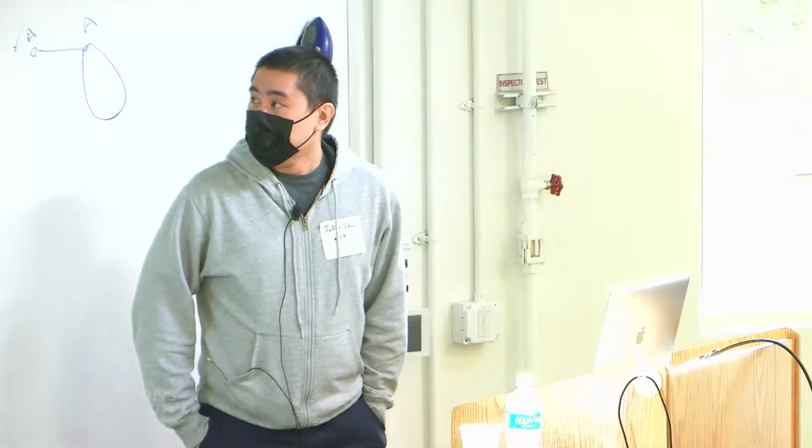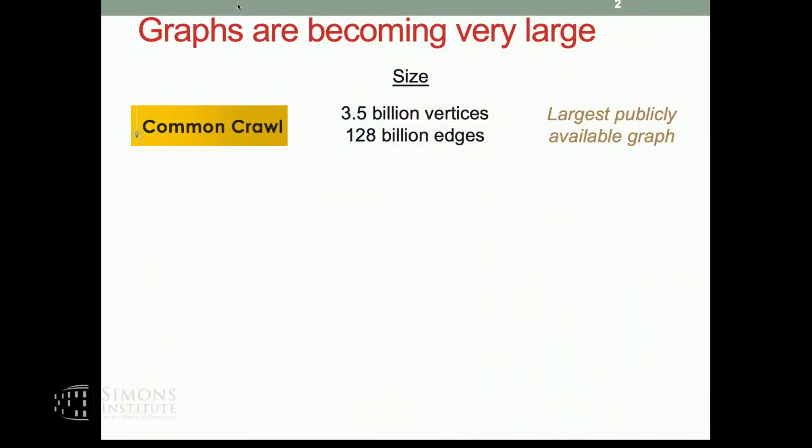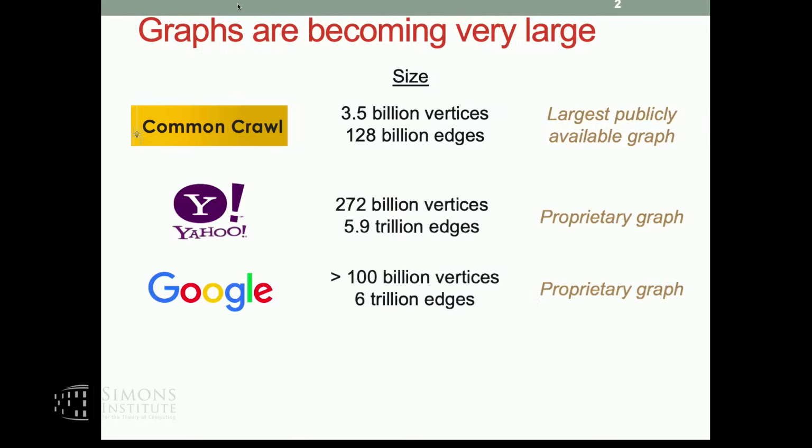Okay. So first of all, graphs are becoming very large today. The largest publicly available graph has over 100 billion edges. And this graph represents just a small fraction of the websites on the internet. And there are proprietary graphs out there that are even larger, with orders of trillions of edges.